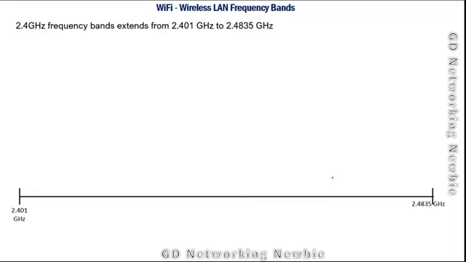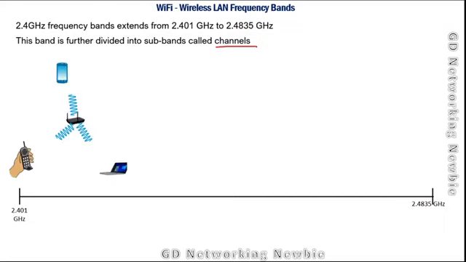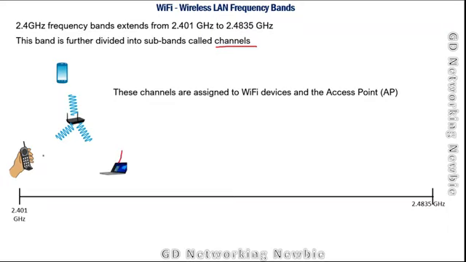This frequency band is further divided into sub bands, and those sub bands are known as channels. These are the channels which are assigned to Wi-Fi devices like laptops, smartphones and access points, so that they can communicate with each other.